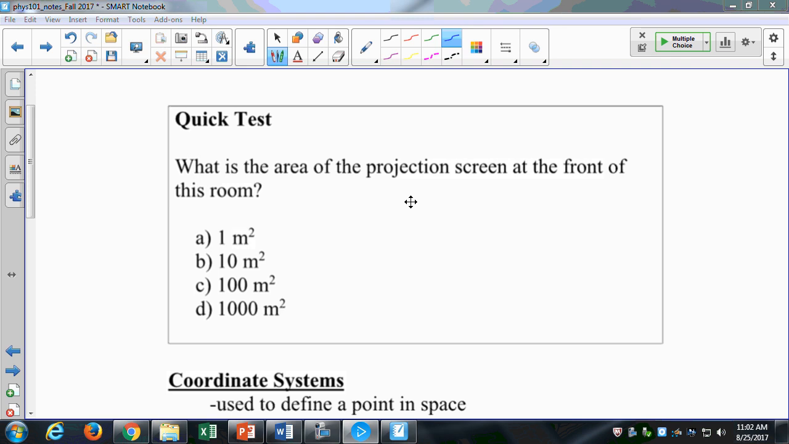like from here to here. And it's definitely a lot bigger than 1 square meter. And likewise, it's also definitely not 100 square meters because that would be 30 feet by 30 feet, 10 meters by 10 meters. So the only reasonable answer is B. B is the only reasonable answer.